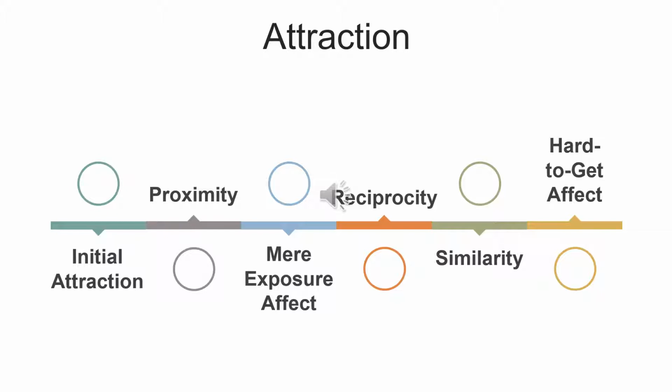Now, we have all heard the saying that opposites attract, but researchers are finding that less and less true. People are generally attracted to those who are similar to themselves. Either they have similar interests, have similar physical attractiveness levels, or are of a similar background. The hard-to-get effect comes into play when we find highly selective people more attractive than those who are more readily available or willing to be less selective.